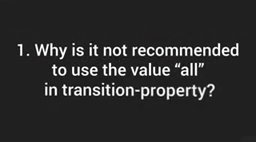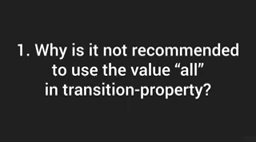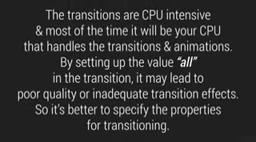Which leads me to a related question, why is it not recommended to use the value all in the transition property? As I've mentioned, the transitions are CPU intensive and most of the time it will be your CPU that handles the transitions and animations. So setting the value all in the transition may lead to poor quality or inadequate transition effects. So it's better to specify the properties for transitioning.